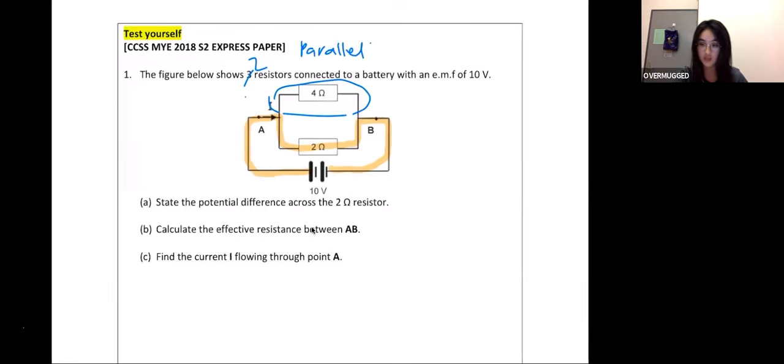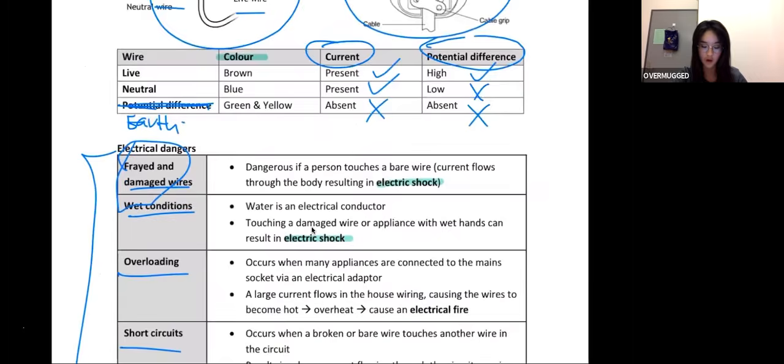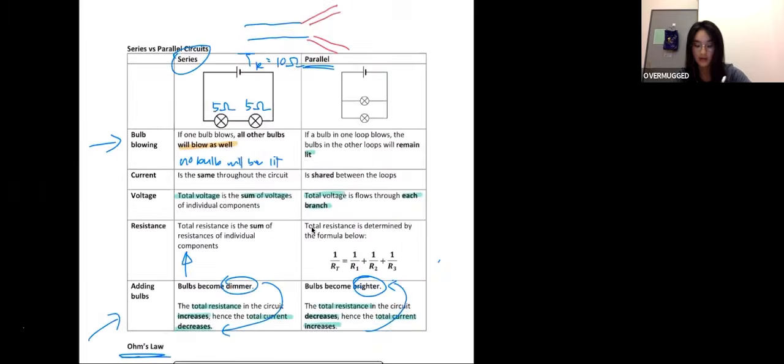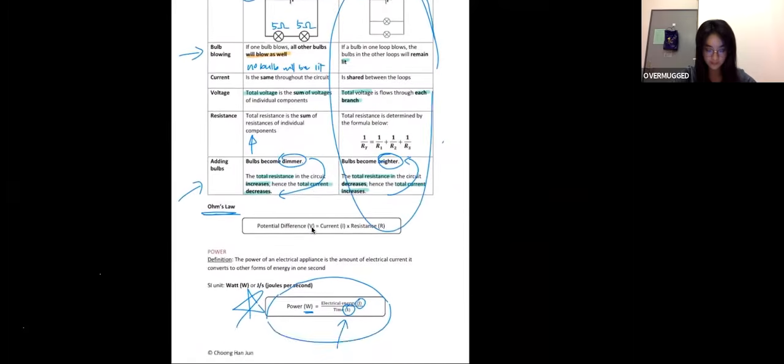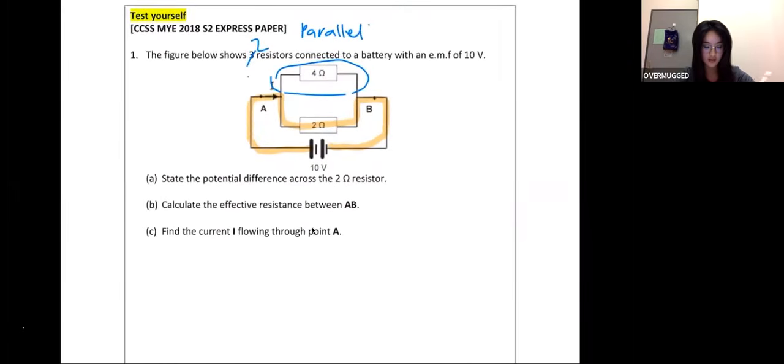So when we're answering this question, we should be referring to all the things about parallel circuits. What's essentially going on is that when the current comes out of the power source, at this point over here, it's going to branch into branch 1 and branch 2. Then it's going to join back together and come back to the power source.